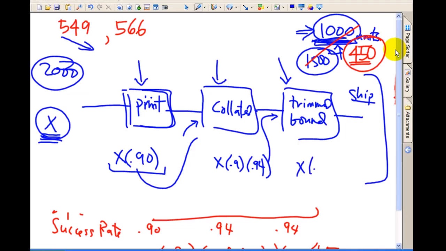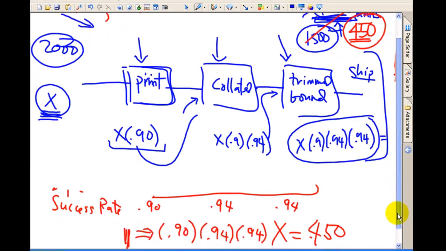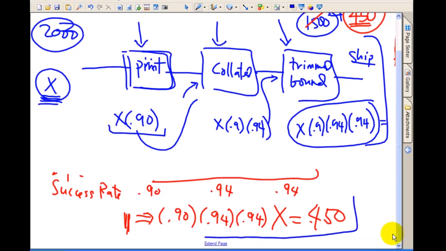x times 0.9 times 0.94 was the number of successful units through the second stage, and of that 94% will survive. This is equal to 450. So this is the correct formulation. 450 divided by 0.9 times 0.94 times 0.94 is your x.